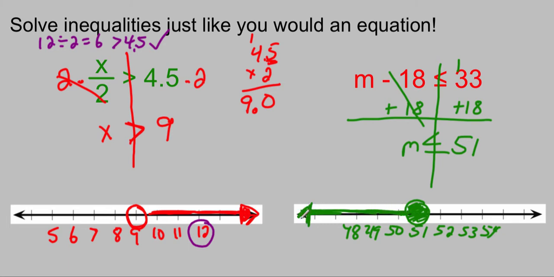We're going to switch colors. How about 48 for our check? So 48 goes up top for m. 48 minus 18 is 30. 30 is less than or equal to 33. That is correct.